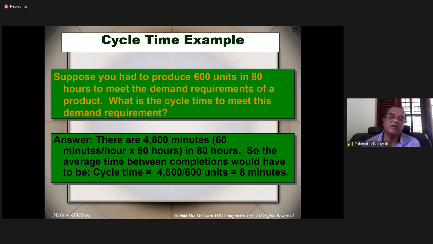So the average time between completions would have to be the cycle time: 4,800, that is time available, divided by the number of units, that's 600. So the cycle time is 8 minutes per unit.